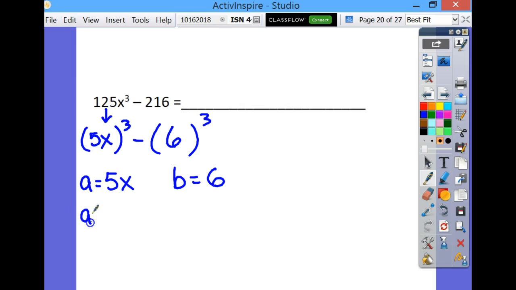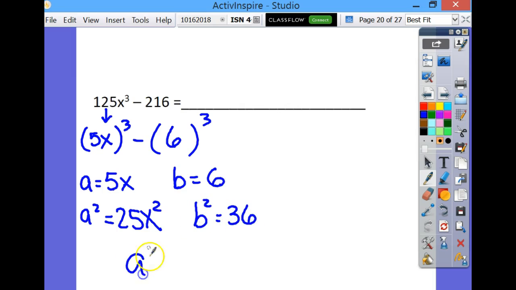Square both sides. A squared is equal to what? What's that when you square it? What's that when you square it? Square both sides. AB, multiply these two together. What's 5 times 6? And it also has an x, because that one has an x. Now you have all the pieces. Plug them into the formula.